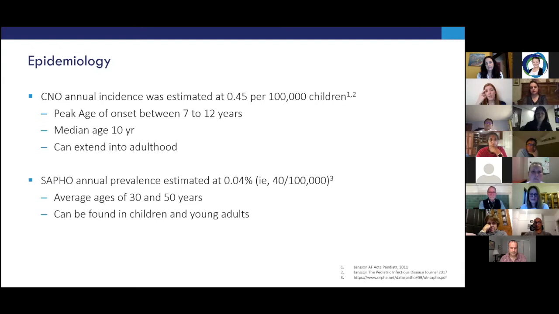So how common are these diseases? Not very common, but there may be a thought that it could be underreported. What's been reported is that the annual incidence of CNO is estimated to be about 0.45 per 100,000. It's predominantly in children, but it can extend into adulthood. For SAPHO, the prevalence is estimated to be about 40 per 100,000, and that also can be found in children and young adults, even though it's sometimes thought to be more an adult disease.